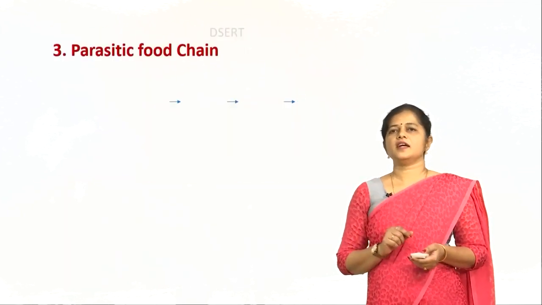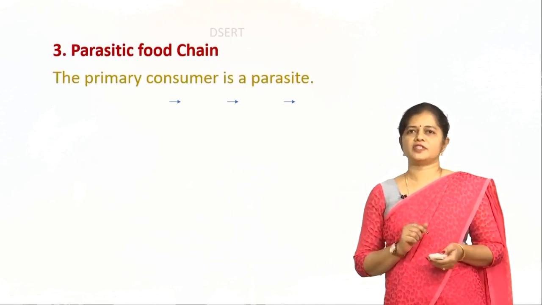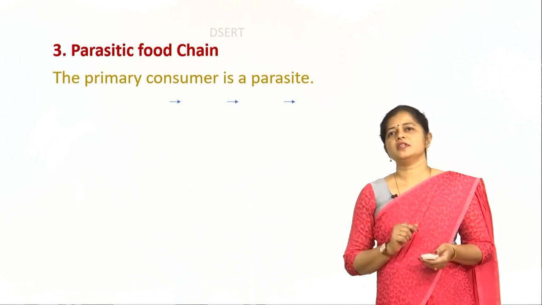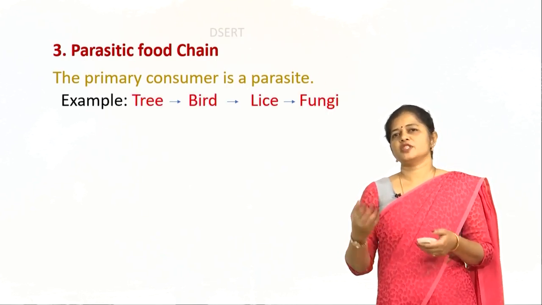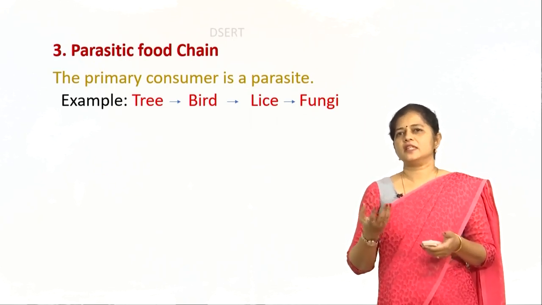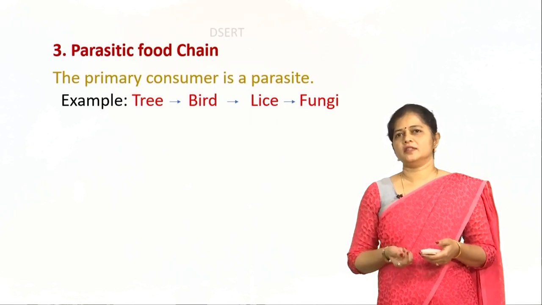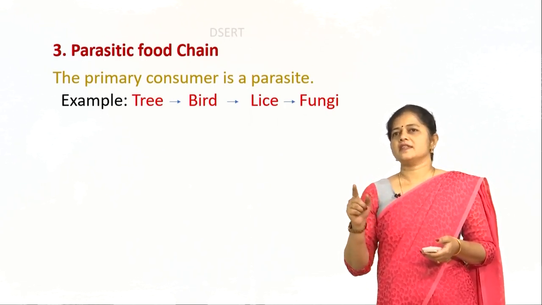There is yet another kind of food chain called the parasitic food chain. This is the third type of food chain. Here the primary consumer is a parasite. A parasite is an organism which depends on another organism, the host organism, for its needs for food and shelter. So now here is an example: tree, bird, lice and fungi.